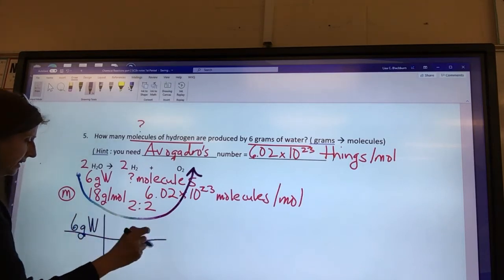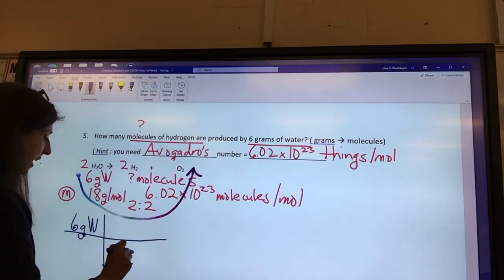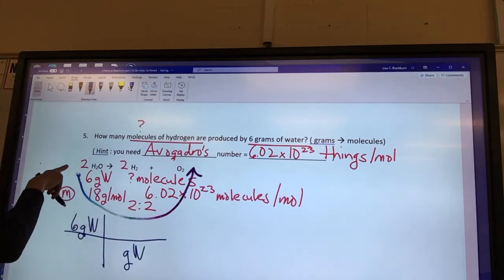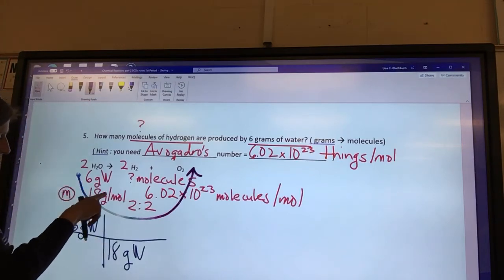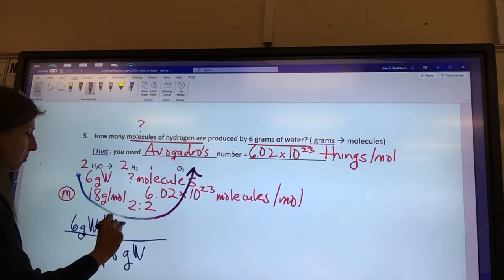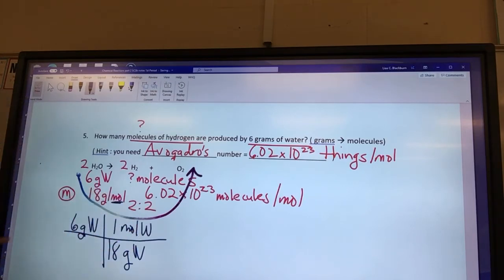What goes in the denominator? Grams of water. And what number is going to go with this grams? 18. What number goes on the other side? 1 mole of water, and it's this mole right there. Because we go around the U. Are you starting to see the value of the U? Yes. It tells you what to do next.